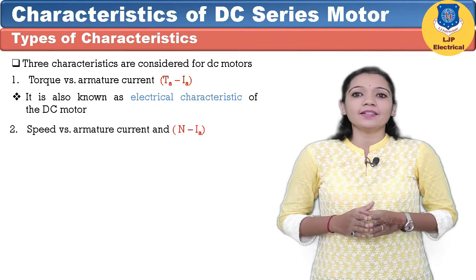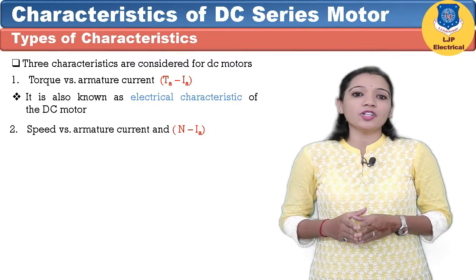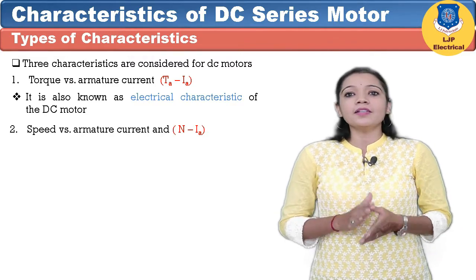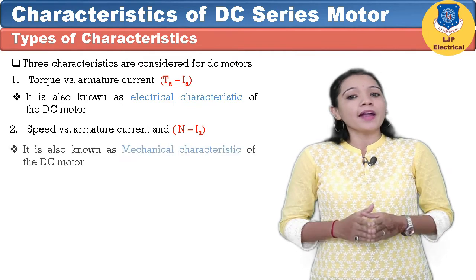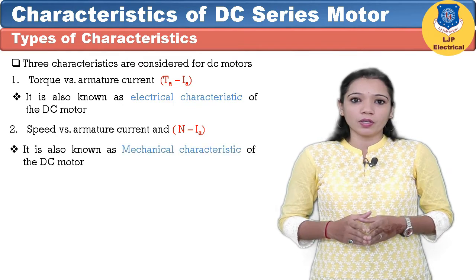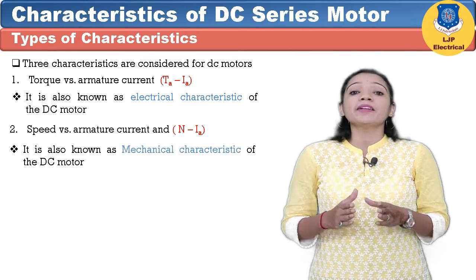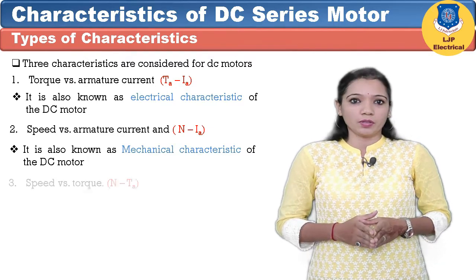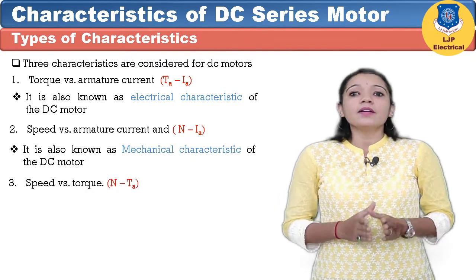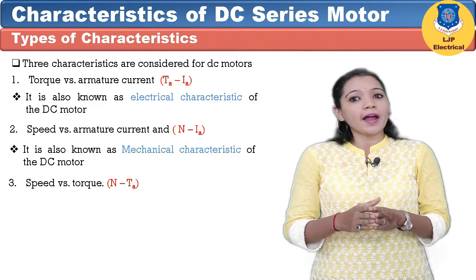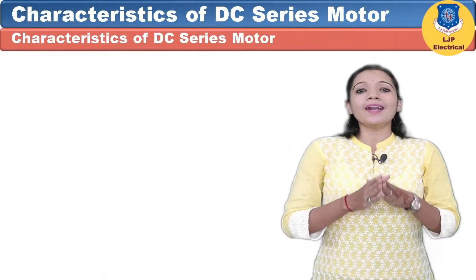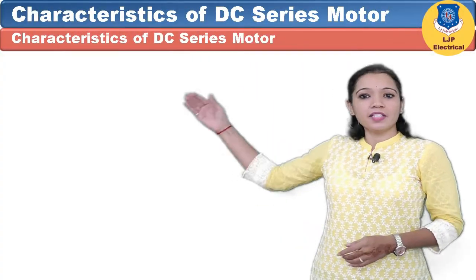The second characteristic is the speed and armature current characteristic. It is the relation between speed and armature current in DC motor. It is also known as the mechanical characteristic of DC motor. The third characteristic is the relation between speed and armature torque. So let's start the characteristic of DC series motor.